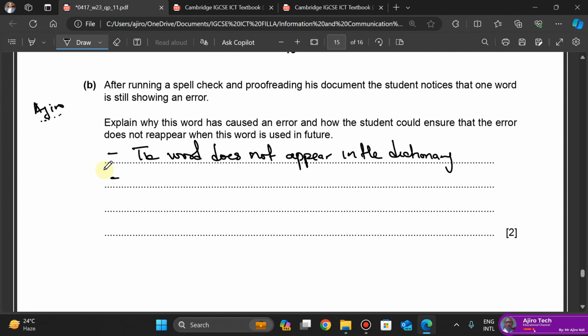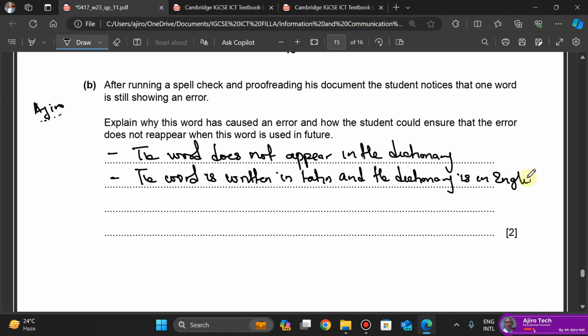And two, the word is written in Latin. Latin means other languages. Okay? And the dictionary is in English. Now, this is for others. Okay? This is for others. Now, we have explained why the word has caused an error.